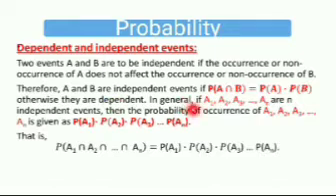Now, in general, if A1, A2, A3 up to An are n independent events, then probability of occurrence of A1, A2 up to An is given as probability of A1 multiplied by probability of A2 up to probability of An. That is, probability of A1 intersection A2 up to intersection An is equal to probability of A1 multiplied by probability of A2 multiplied by up to probability of An.